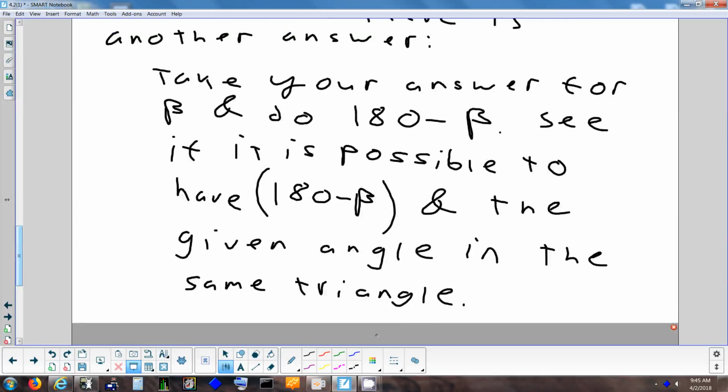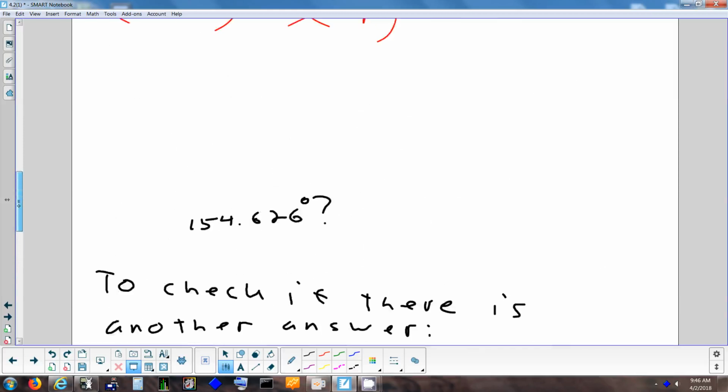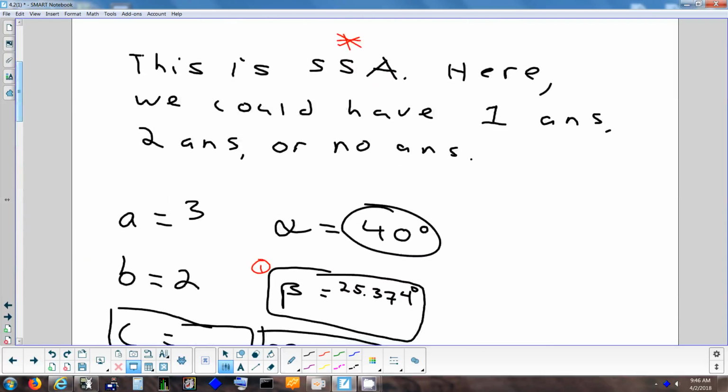Okay, so you got to go through and use your trig, specifically inverse sine, to get the answer first, then subtract it from 180 and see if that would fit in the triangle. Yep. How did you get that 154? Did you just subtract 25 degrees from 180? Yep. I did 180 minus the 25.374. And that's how you got the second answer? Mm-hmm. Alright. And then I read the rest of it, which says, would 154 and the angle that was given fit in the same triangle? Nope. 154 plus 40, it's 194. It's too big. Okay.